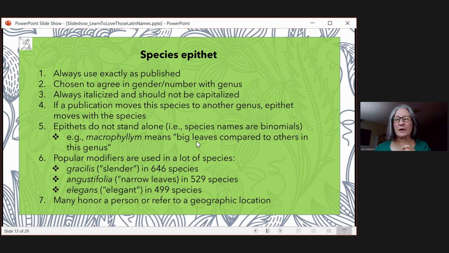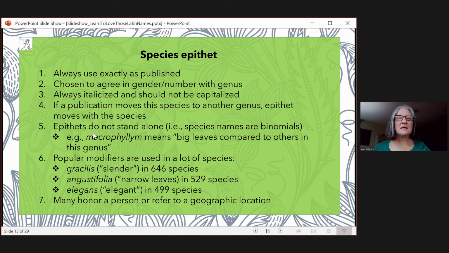So here's a really important point. If a species is published and maybe has just little tiny leaves that are a couple of millimeters long, but those are long compared to others in the genus, they might choose the name macrophyllum. Now, when this gets moved to another genus, there could be something in that genus, another species with even bigger leaves. We do not change the epithet. And this is partly out of respect, I suppose, but partly just to help trace names around.